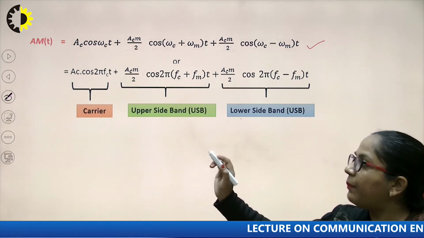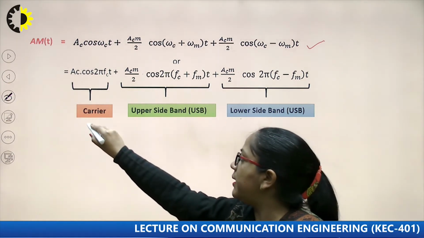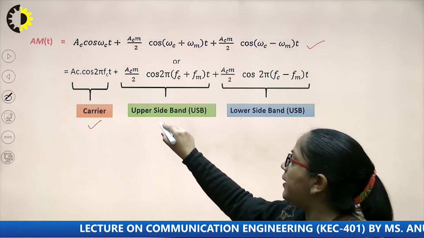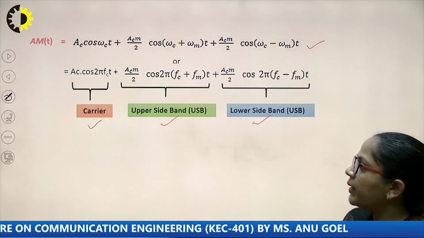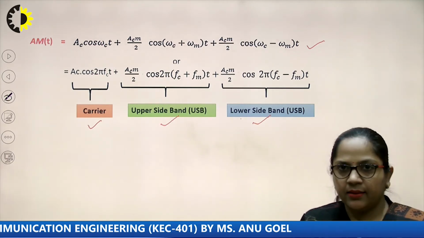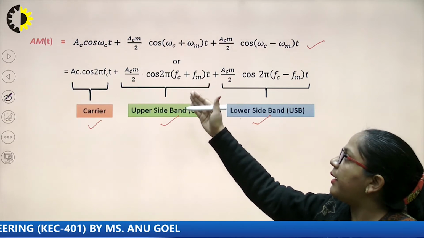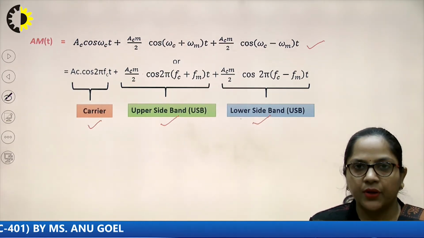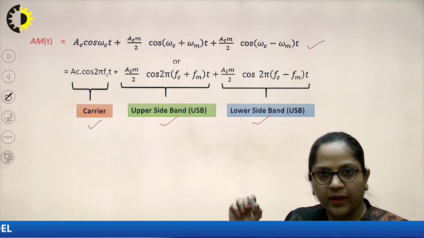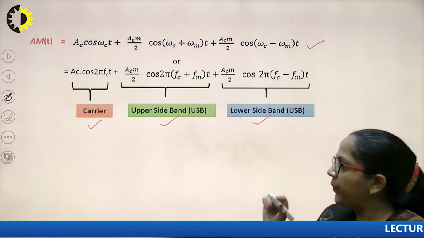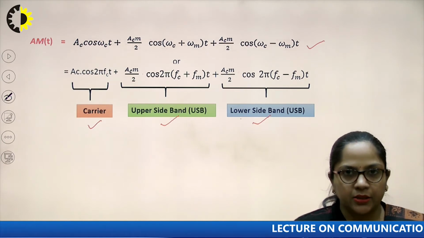So, in the amplitude modulated waveform, we have 3 terms. The first term indicates the carrier, the second term indicates the upper side band and the third term indicates the lower side band. The amplitude of the carrier is AC. The amplitude of the upper sideband, that is the summation of carrier frequency and modulating signal frequency, is AC m by 2, where m is the modulation index, and the lower sideband has the same amplitude, that is AC m by 2.